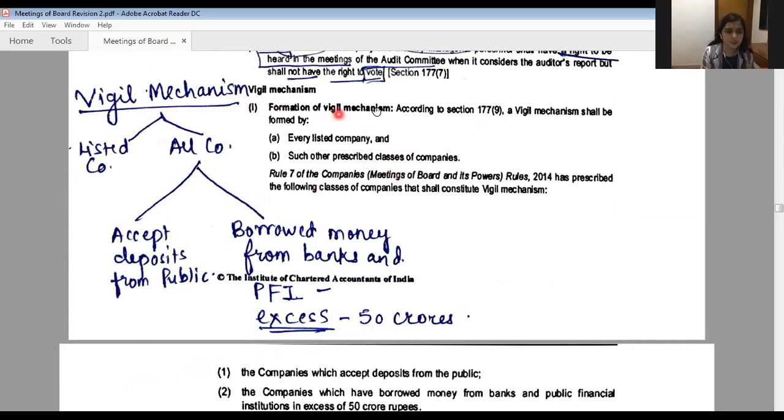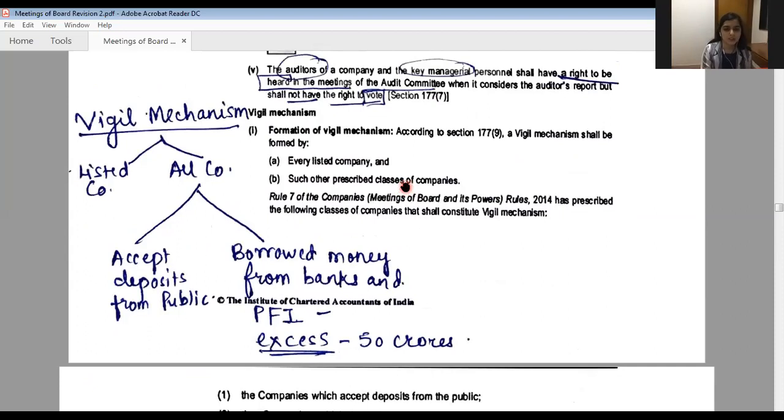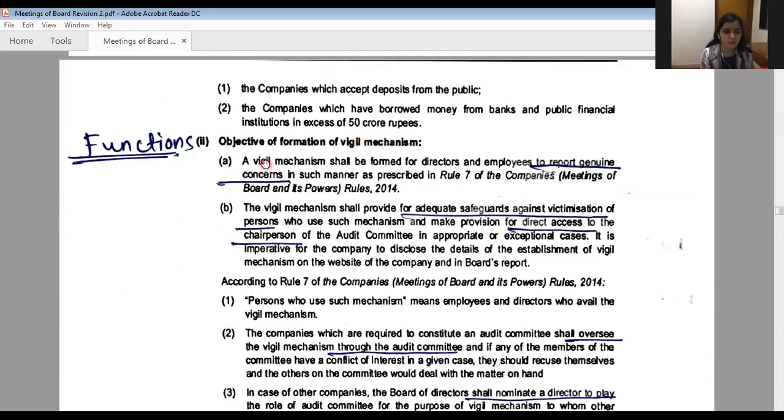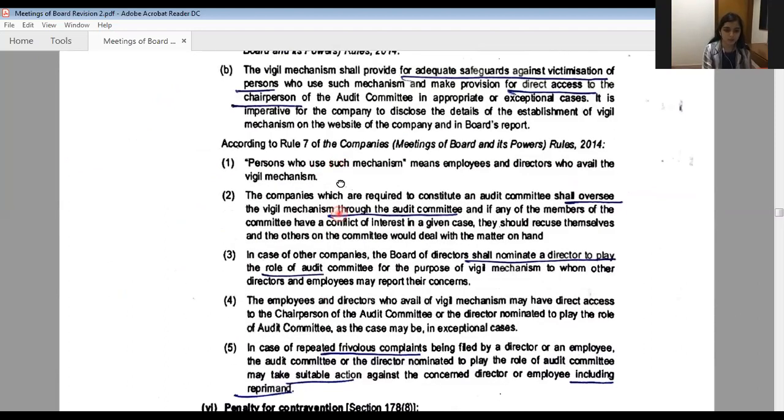Next we'll see the vigil mechanism. Now, which companies shall form a vigil mechanism? It is every listed company and all other companies which accept deposits from the public or have borrowed money from banks and public financial institutions in excess of 50 crores. Then the next is, what is the objective of the vigil mechanism? The vigil mechanism is formed for directors and employees to report genuine concerns. Second, for adequate safeguards against victimization of persons. And third, to provide direct access to the chairperson.